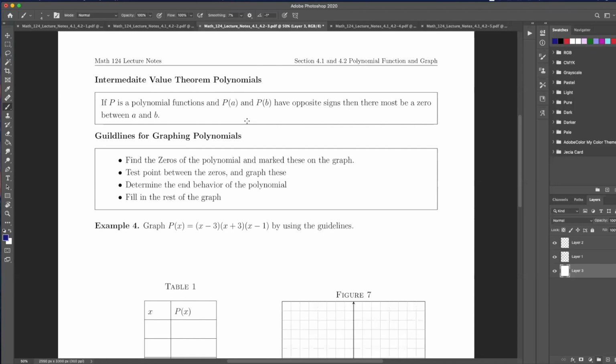All right, so this is how we graph these things. Give me a second just to clear my nose.